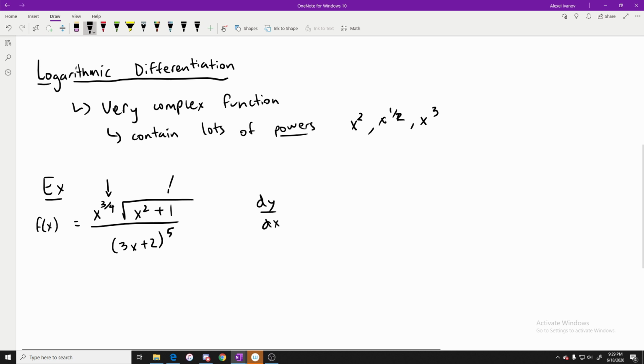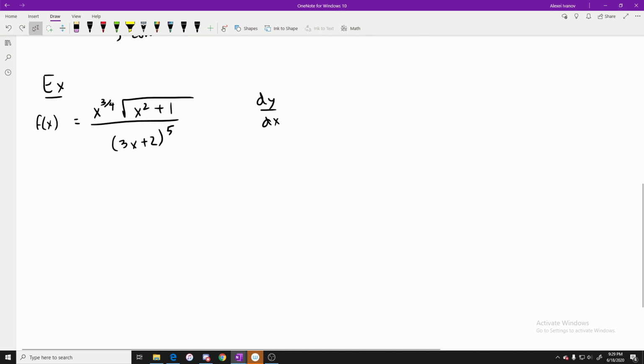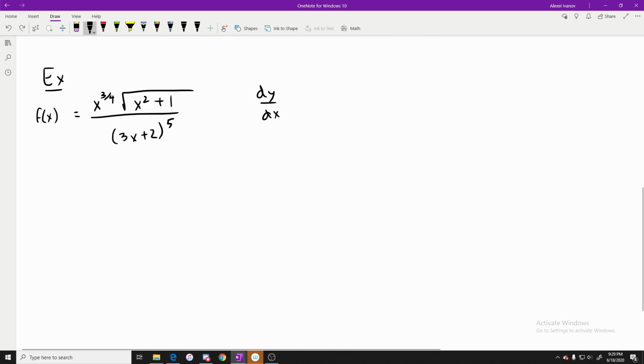Instead, we notice we have lots of powers. We have this 3 over 4, the square root is actually a power of a half, and then this 5 right here is another power. So we can use logarithmic differentiation. What we do with logarithmic differentiation is we essentially start off by saying that y is equal to this function right here.